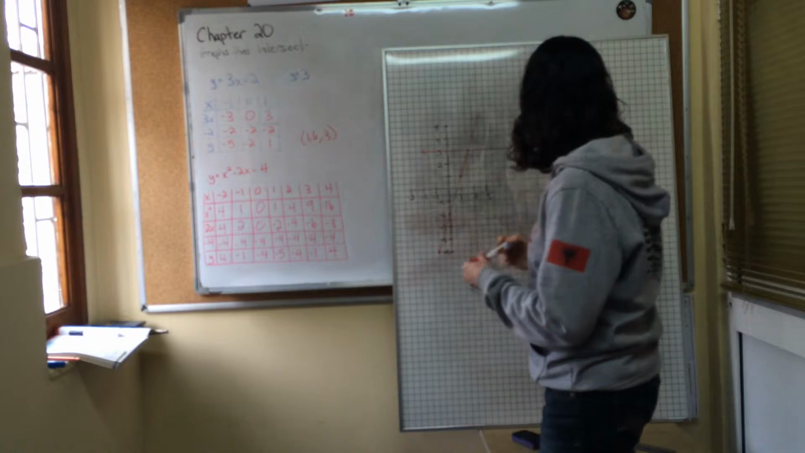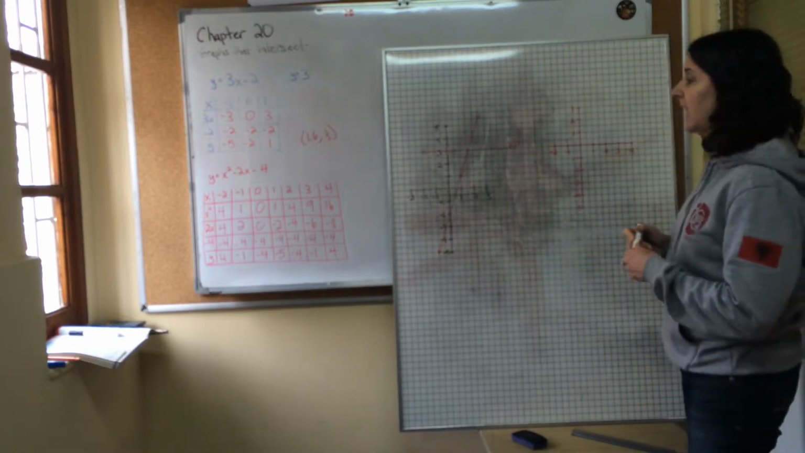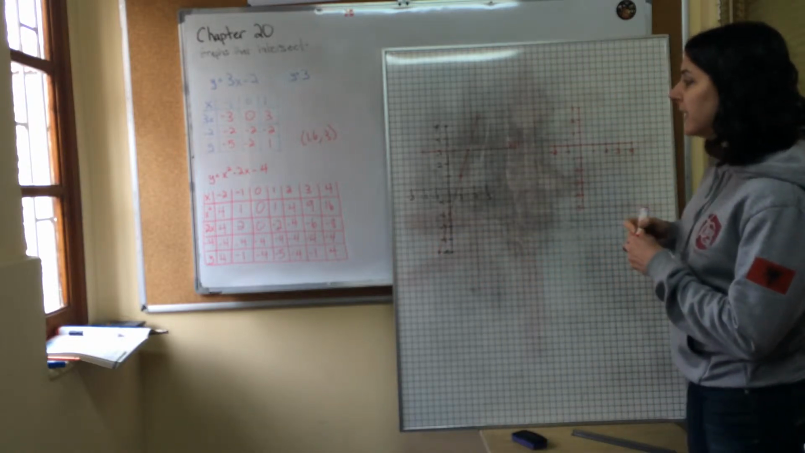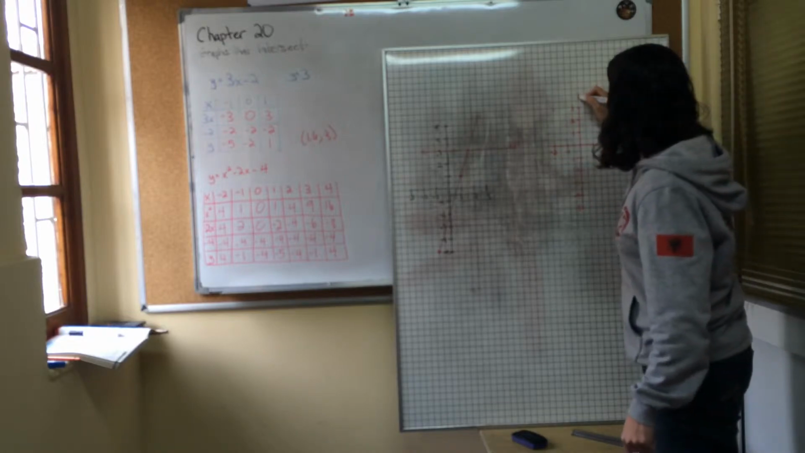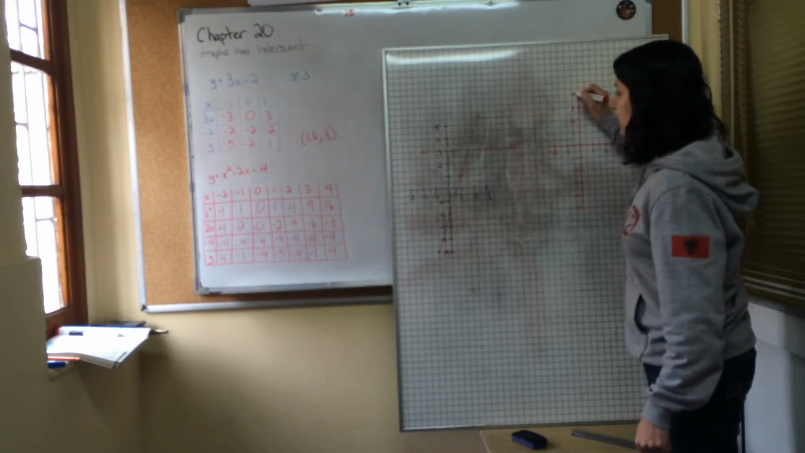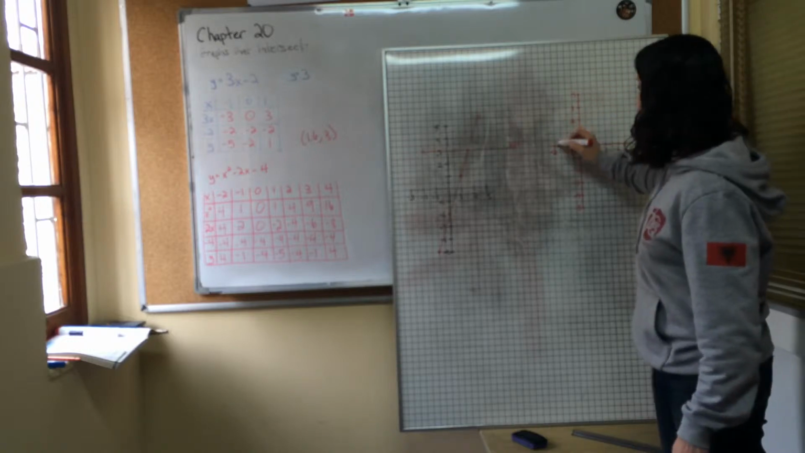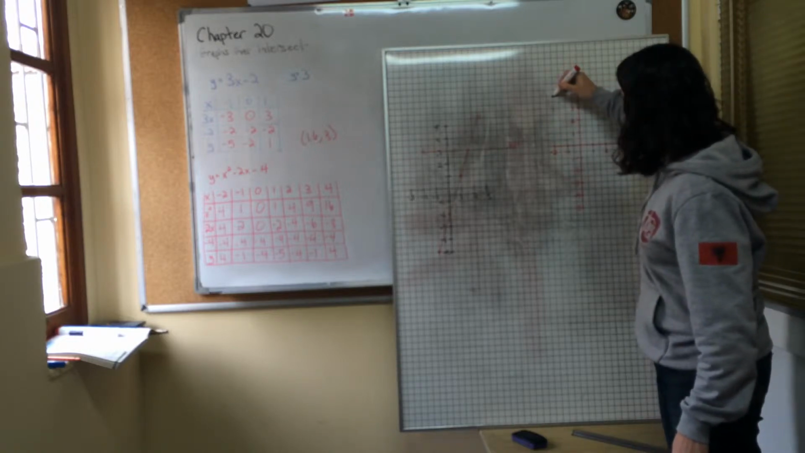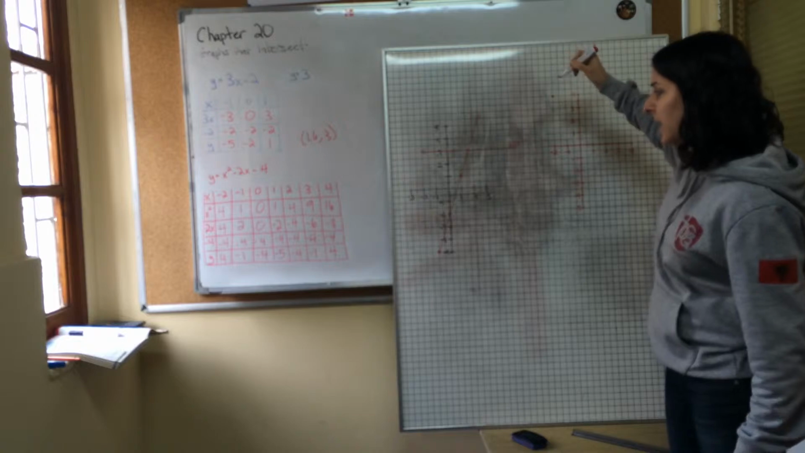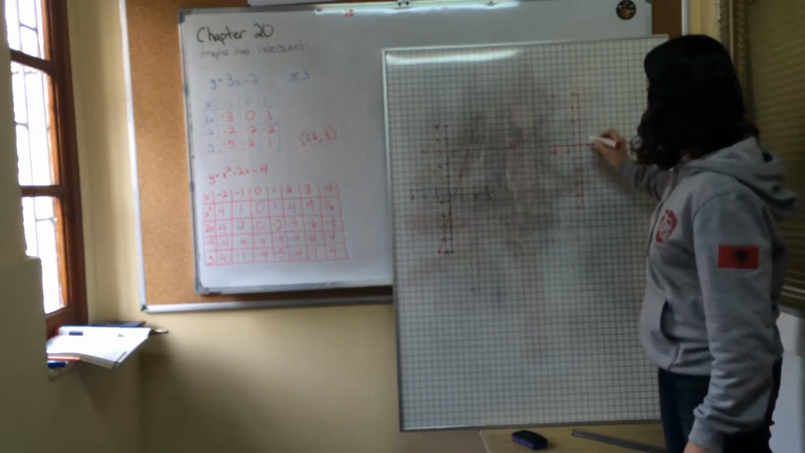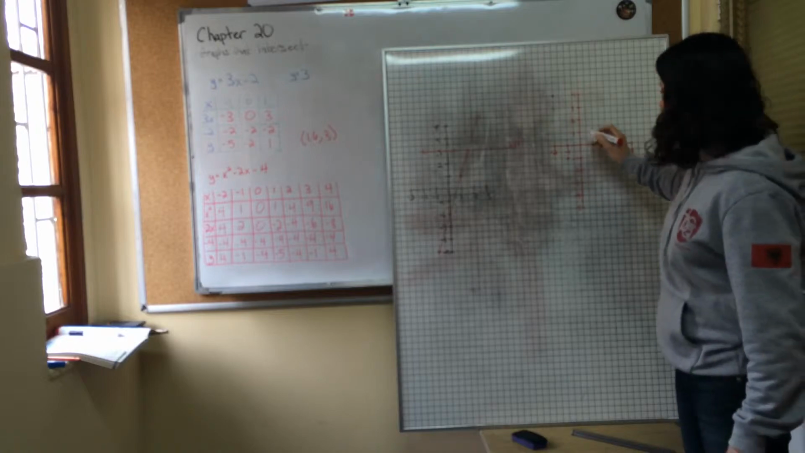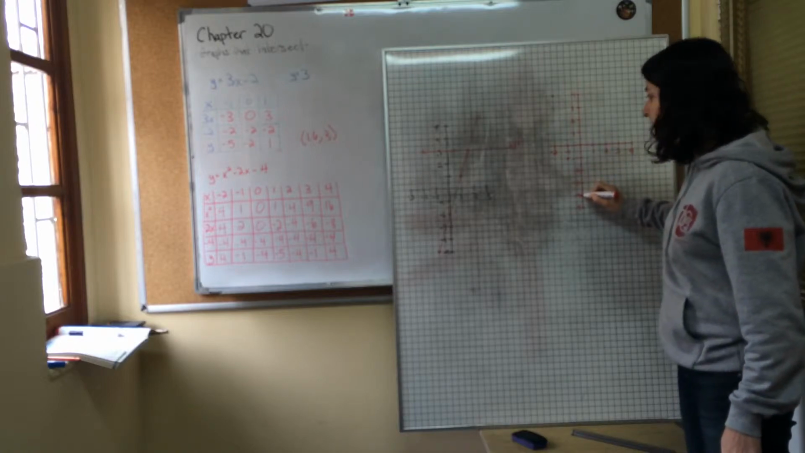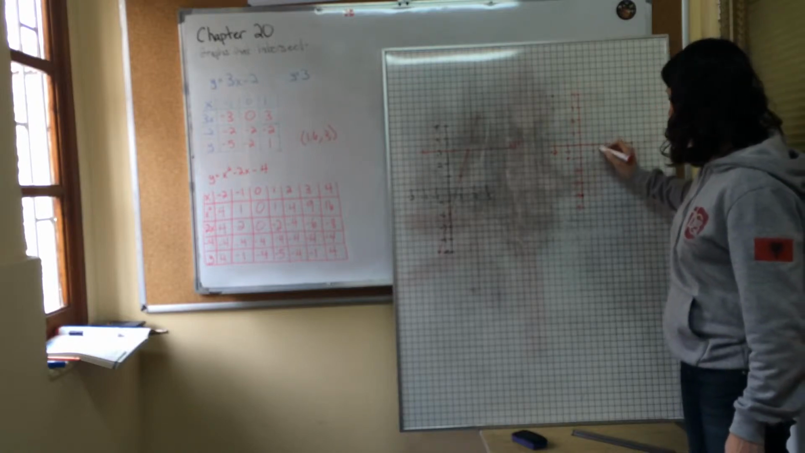Alright, so we want to go ahead and plot this on the graph. So we have the coordinates negative 2, 4. Oops. I'll extend this a little bit here. Okay, so we have negative 2, 4 right there. We have negative 1, negative 1 right there. 0, negative 4. 1, negative 5.